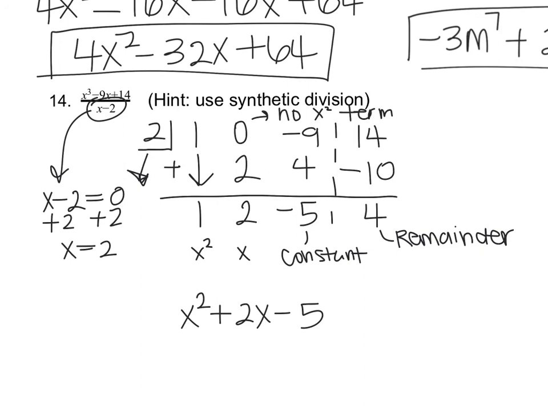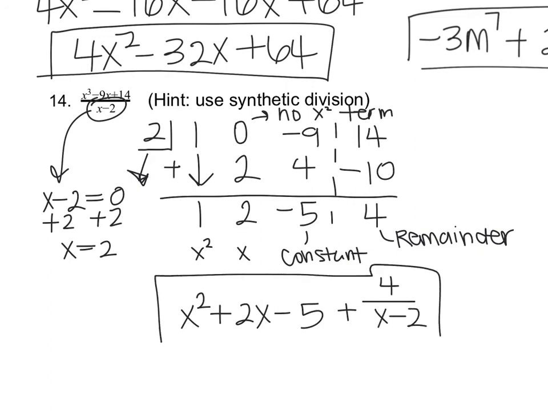The sign of our remainder is going to be the operation, so we're going to put plus, and then we take our remainder 4, and we put it over what we divided by, which in this case is x minus 2. And that's how we get our quotient when we divide using synthetic division.